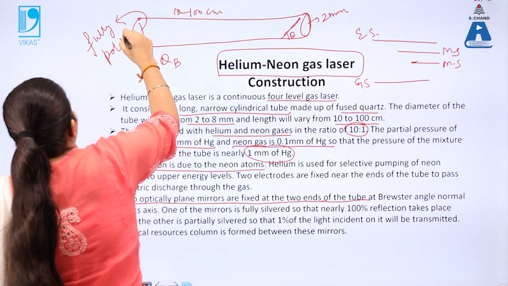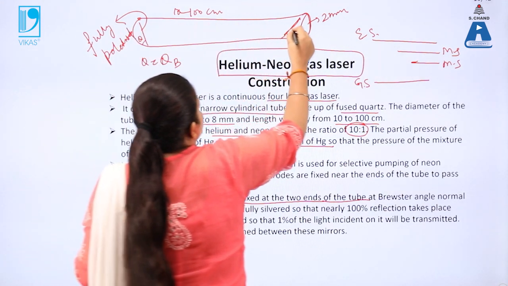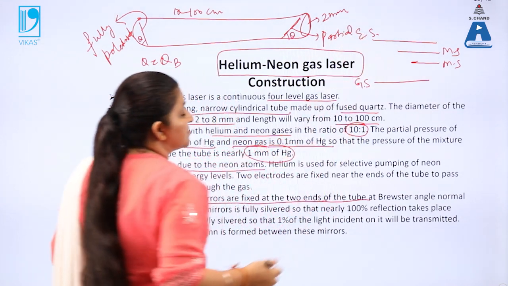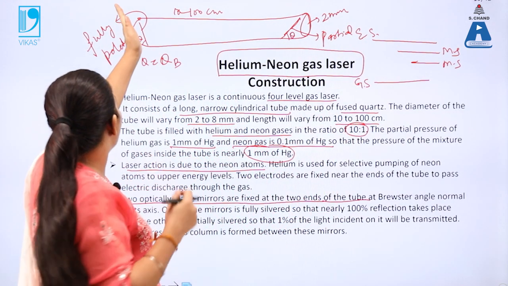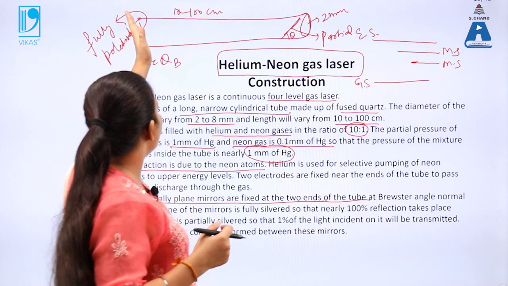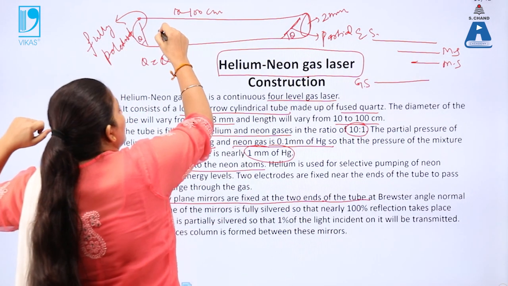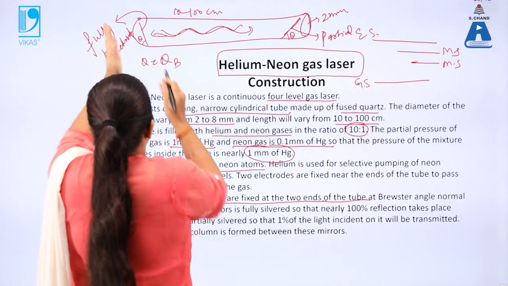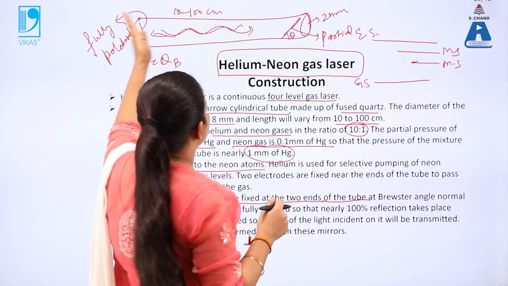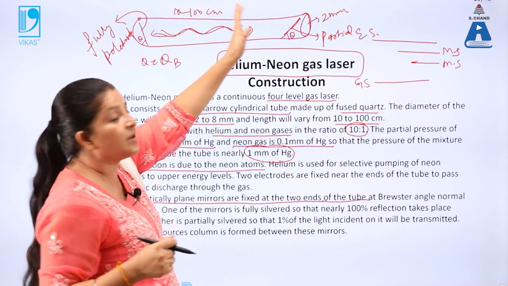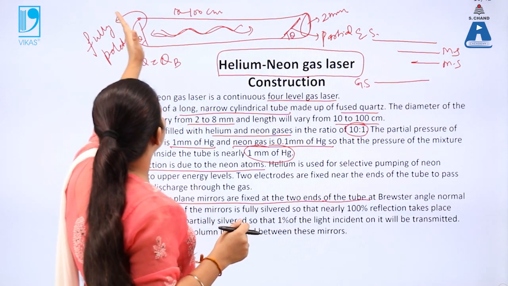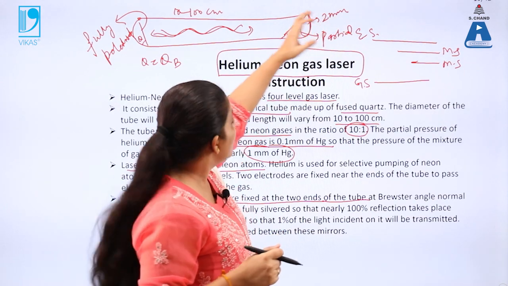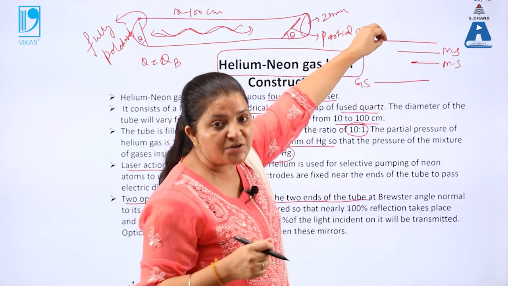This mirror is fully polished, and this mirror is partially polished. Now why is this done? This one is fully polished because the whole of the laser light, when multiple reflections occur, gets reflected and transmitted by these two mirrors. So the whole of the light is reflected back, while with the partially polished one, some of the light will be transmitted.